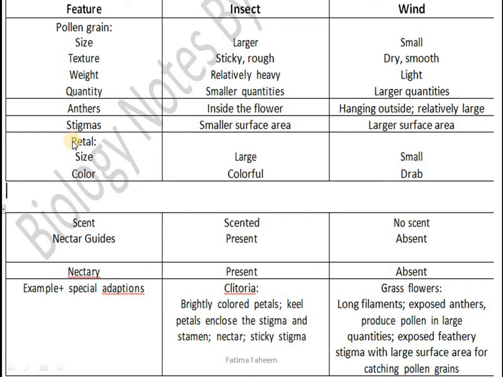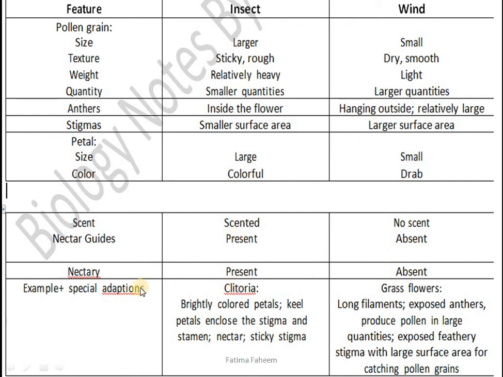The size, color and petals of the flowers which are pollinated by insects would be large and colorful. It is to attract the insect or bird towards it so that the pollen may cling to their body and be dispersed away. On the other hand, the petals of the wind pollinated flower would be small and drab, or dull colored. Scent and nectar guides would be present in the insect pollinated flower, while they would be absent in wind pollinated flowers.